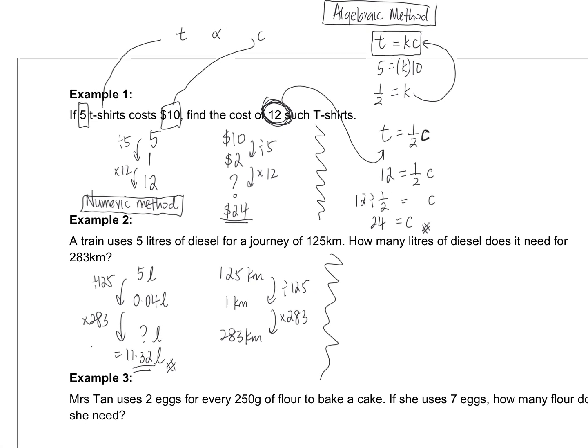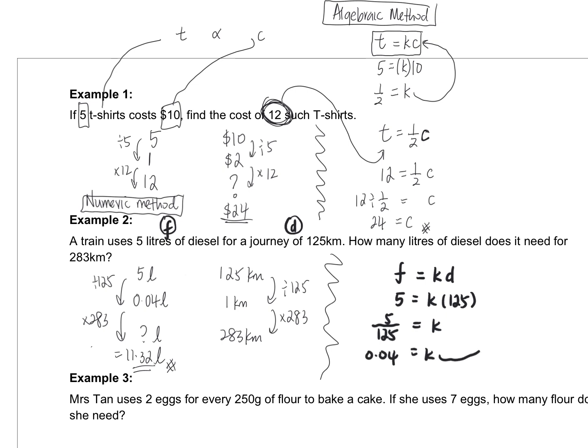So the algebraic way is maybe I let this be diesel, D. Any letter you like, okay? Oh, no. This one I want to use distance, right? Sorry, this one is distance. Then maybe this one is fuel. Any variable you like. So fuel is related to distance in this way. So I'm told that 5 liters, I will travel 125. So to find K is 5 out of 125, which is also 0.04.